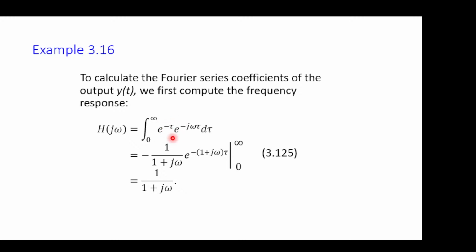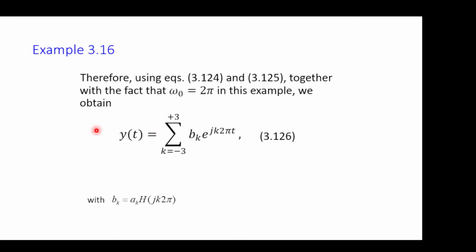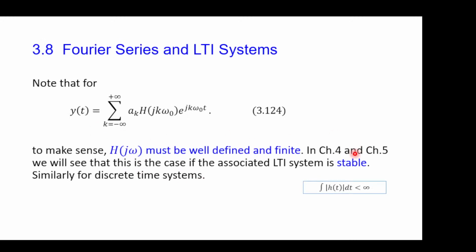Say if you have 1 here, then this integration doesn't converge, and you don't get a finite H of j omega. So that's bad. Later we'll see that for this to happen, your LTI system needs to be stable, meaning that the integral of the absolute value of h of t should be less than infinity. Here we are talking about continuous time systems, and similarly you have those things for discrete time systems. So that's something to note.